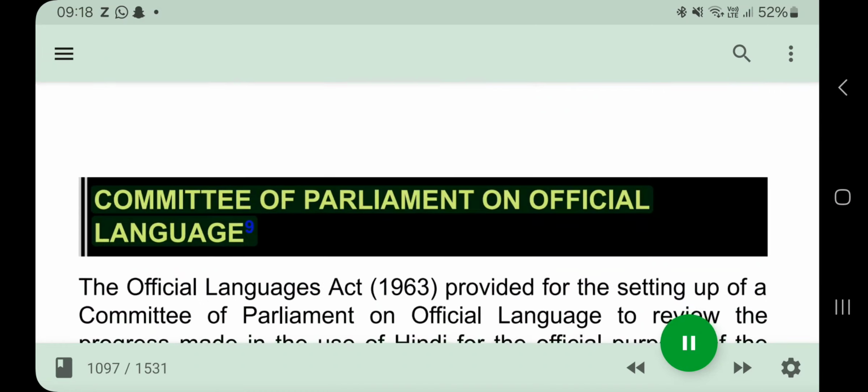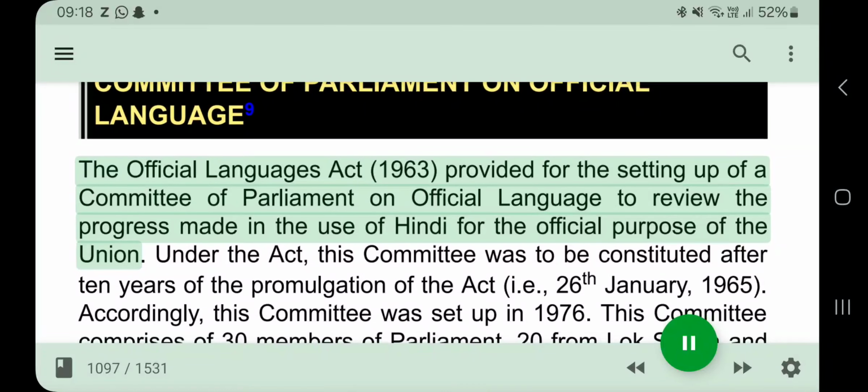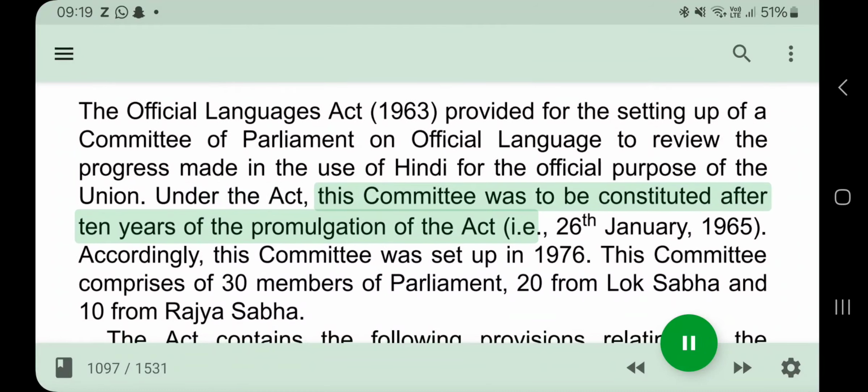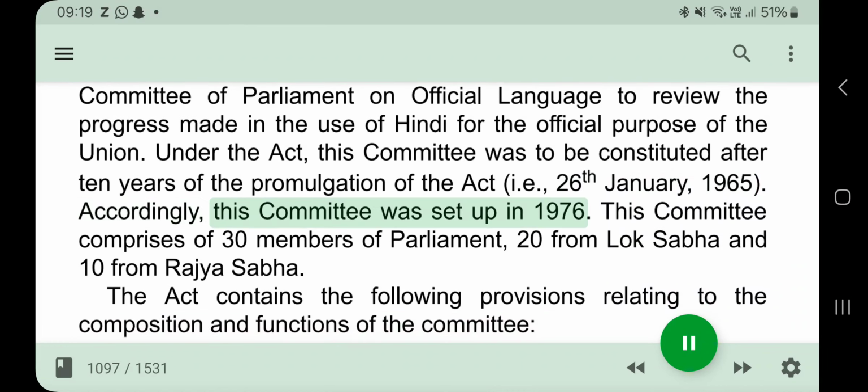Committee of Parliament on Official Language. 9. The Official Languages Act, 1963, provided for the setting up of a Committee of Parliament on Official Language to review the progress made in the use of Hindi for the official purposes of the Union. Under the Act, this committee was to be constituted after 10 years of the promulgation of the Act, i.e., the 26th of January 1965. Accordingly, this committee was set up in 1976.